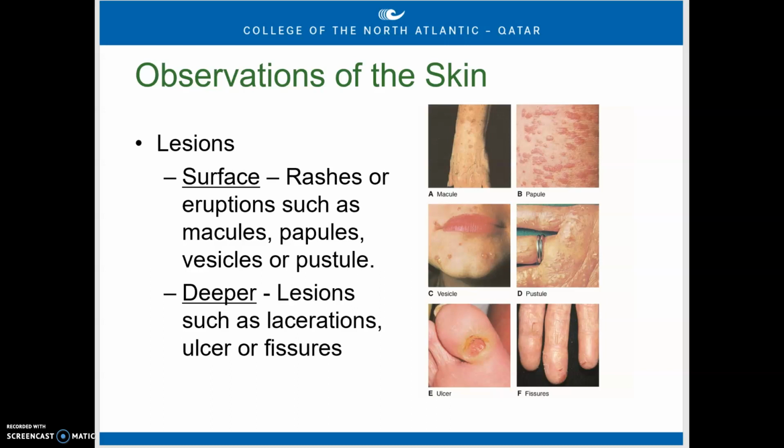We can also have lesions on the skin. Now, a lesion is going to be some type of malformation or a difference in the skin. You can have a surface lesion, and that's going to be stuff like rashes or eruptions. Eruptions are like boils or something that results from inside the skin. And that's going to be like macules, papules, vesicles, or pustules, and you can see those in the picture on the right hand side there.